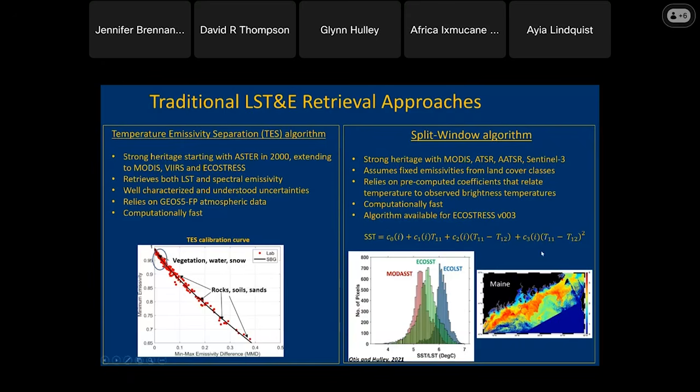A much simpler version of this is called the split window algorithm. This has been used extensively, more focused on sea surface temperature retrievals, where the emissivity of the ocean is very well known. And what it does is it assumes a given emissivity based on some kind of land cover classification or a priori knowledge of the surface you're working with. And then it uses the difference between two bands, 11 and 12 micron band, to account for the differential atmospheric water vapor absorption between those two bands. So it's pretty simple to implement. It's computationally very fast. It does rely on simulations ahead of time to determine the split window coefficients.